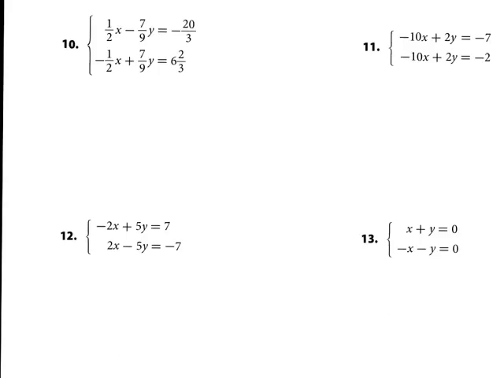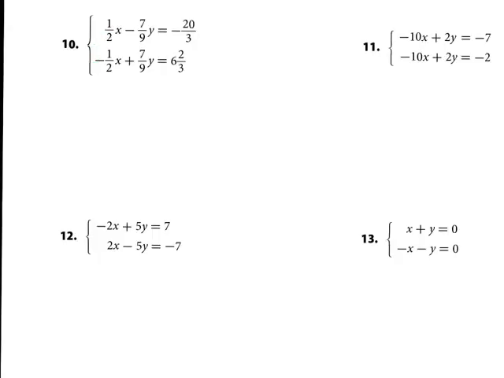The next problem I'm doing for you is number 10. I know that number 10 looks difficult, but it's actually a very easy problem. You can see these variables here. They're both x's, and I have a 1/2, and I have another 1/2, and I have one being positive, and I have one being negative.